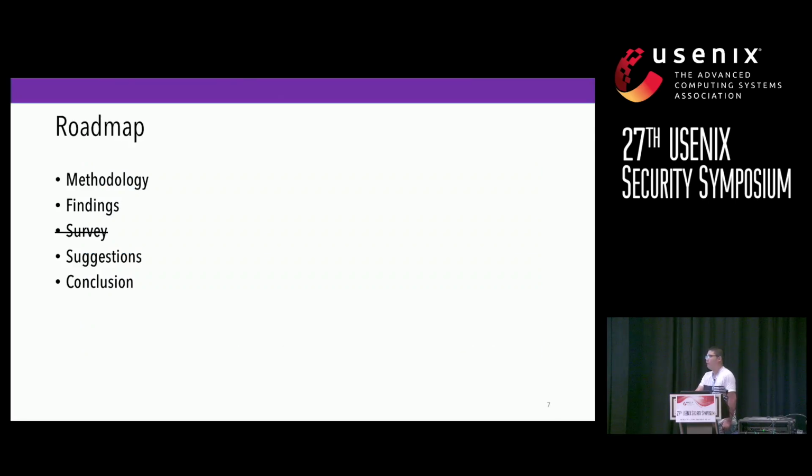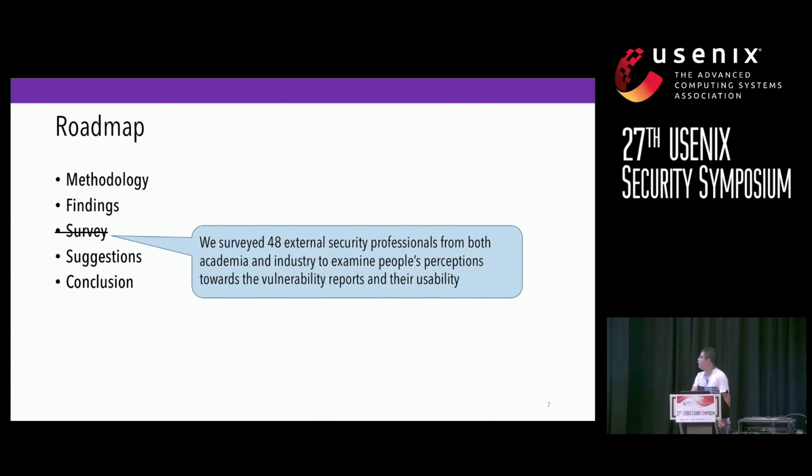In the rest of the talk, I will follow this roadmap. First, I will introduce the methodology to reproduce a vulnerability. Next, I will show our findings. To validate our findings, we have surveyed 48 external security professionals from both academia and industry. We don't have enough time to introduce the details here, so if you are interested, you can refer to the details in our paper. Then I will give some suggestions to improve the efficiency of vulnerability reproduction. Finally, I will conclude our work.